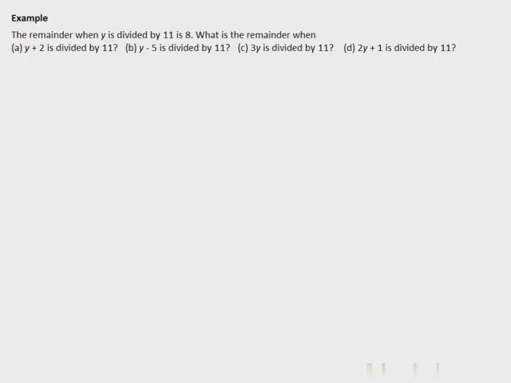So here are some examples. The remainder when y is divided by 11 is 8. What is the remainder when y plus 2 is divided by 11? Y divided by 11, remainder 8. And in question A, I'm asking for y plus 2. So let's find out what the remainder is when 2 is divided by 11. So when 2 is divided by 11, the remainder is 2.